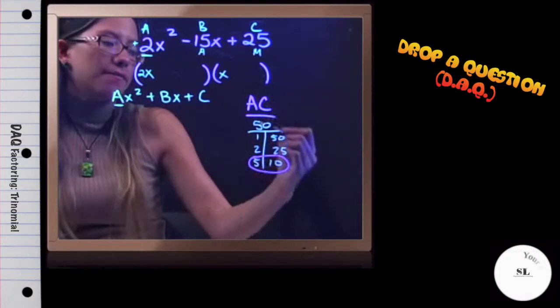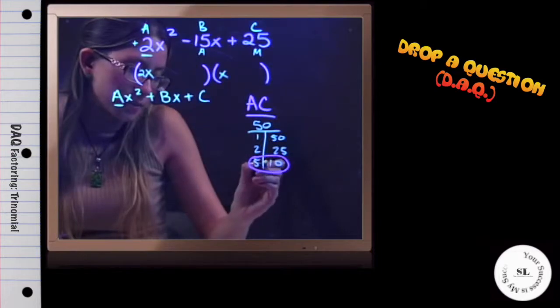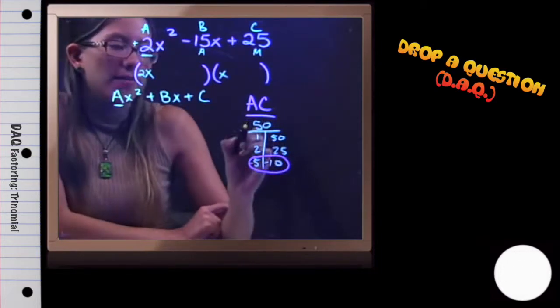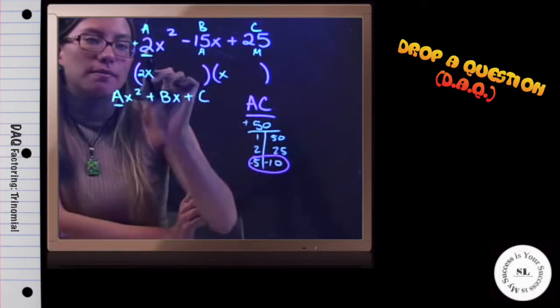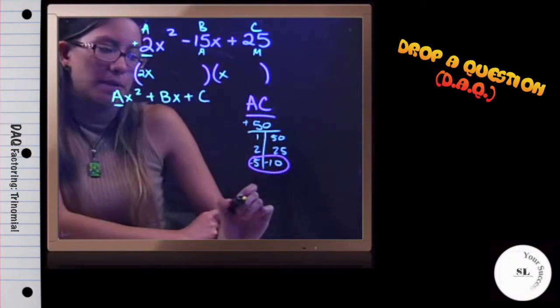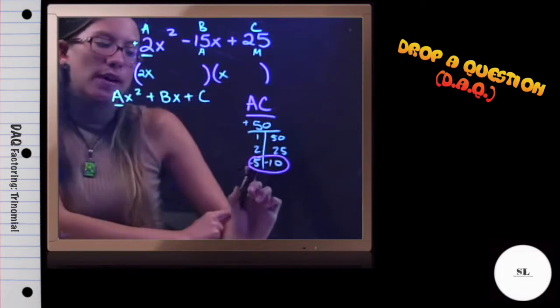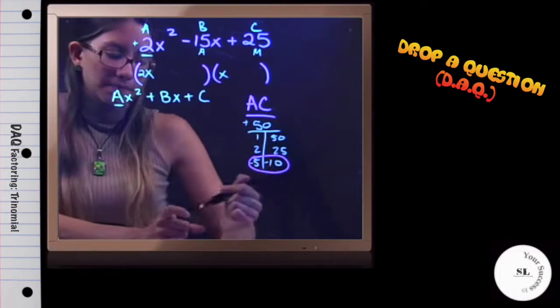And if I actually assign a negative to both, negative 5 and negative 10, multiplied together, they give me positive 50, and that's what I need. Positive 2 times positive 25 gives me positive 50. But when I add them together, they need to be negative 15. That's why I'm assigning negatives to both of these.